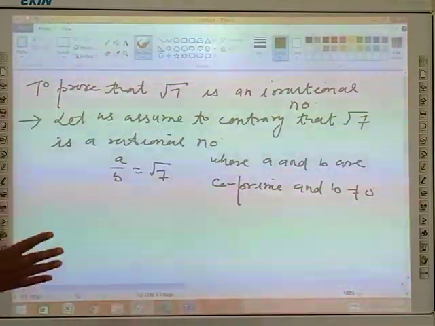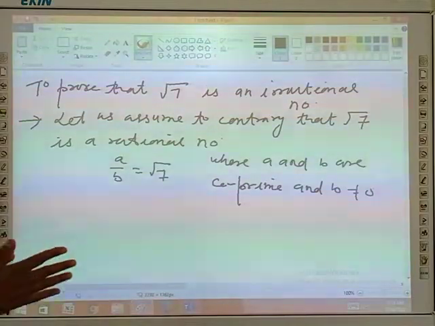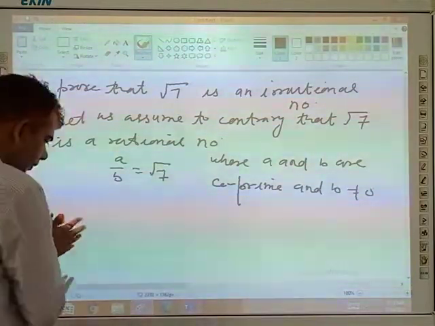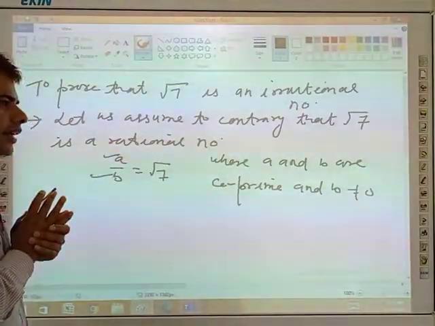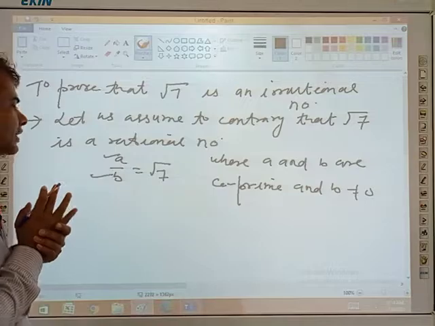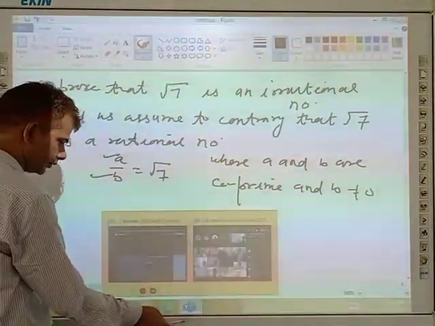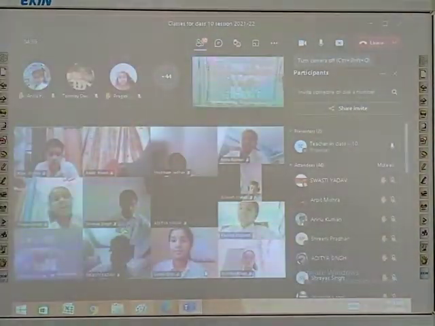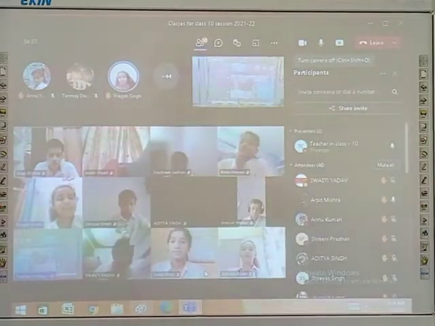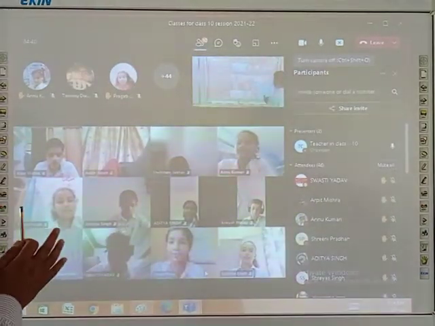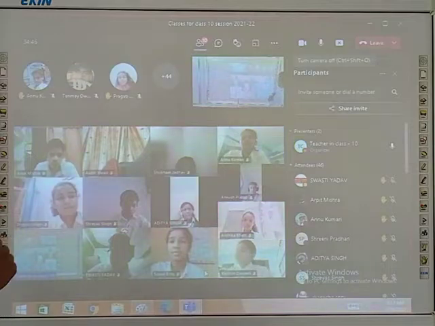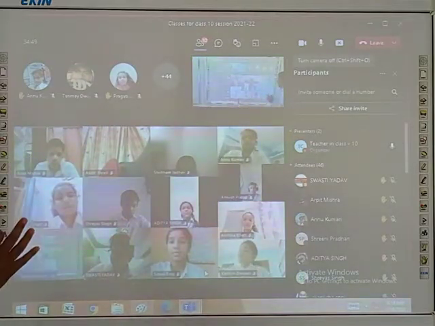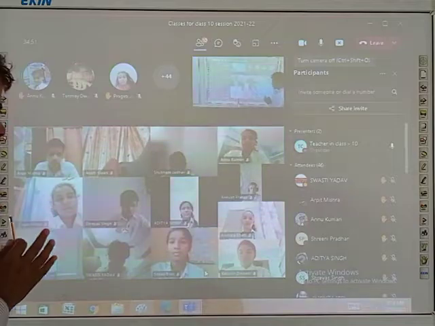Students, here I am saying that a and b are co-prime numbers. If a and b are co-prime numbers, it means they have only 1 as a common factor. Am I right or wrong? Right, sir. a and b have only one common factor, that is 1. It does not have any other common factor.